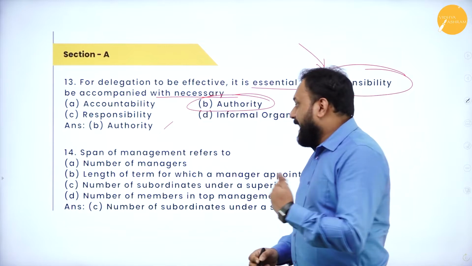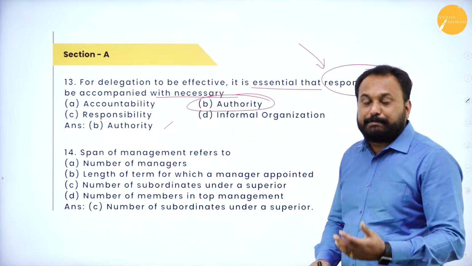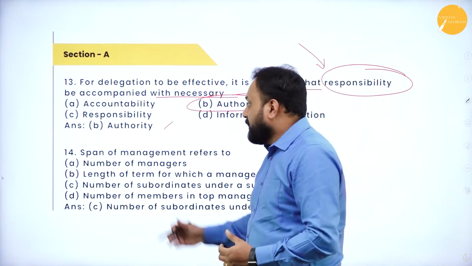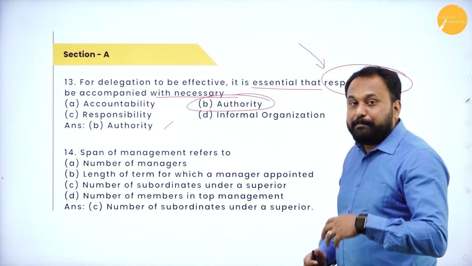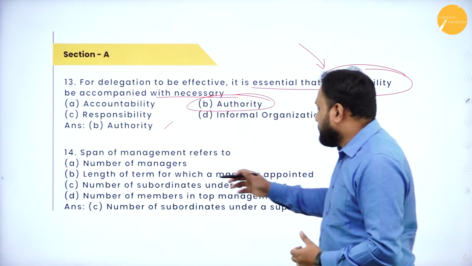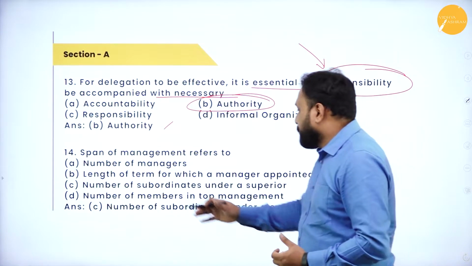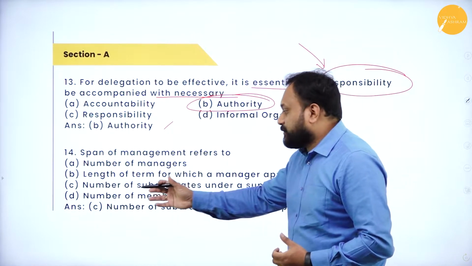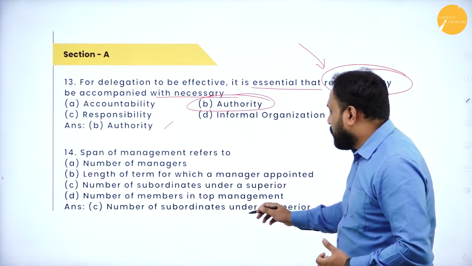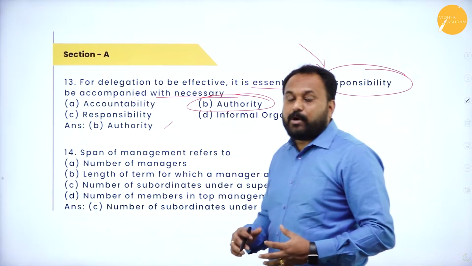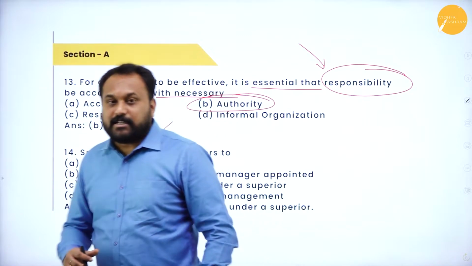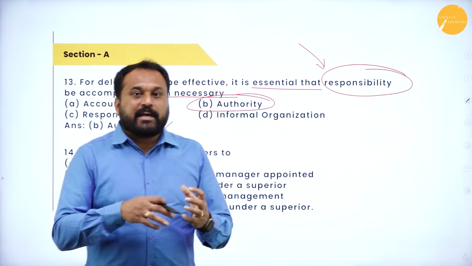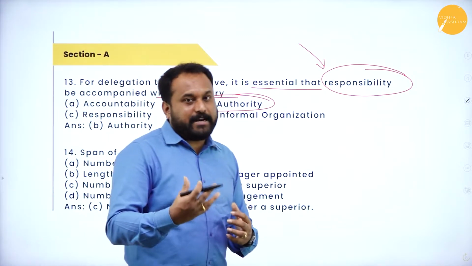Next is span of management refers to. Span of management means what? A, number of managers. B, length of terms for which a manager is appointed. Next, we have number of subordinates under a superior. And the last one is number of members in top management. Now, what exactly is span of management? That is how many people you can control. That is called span of management.